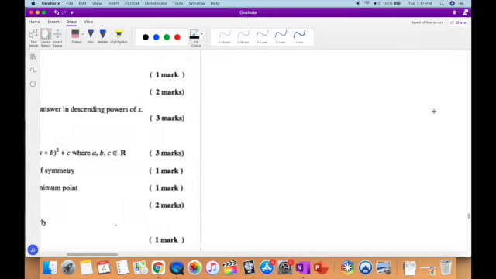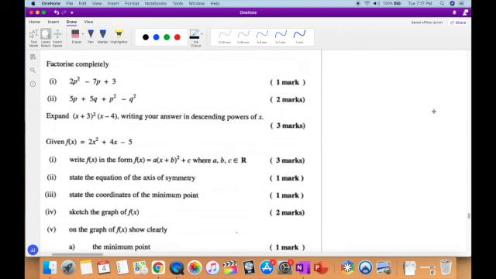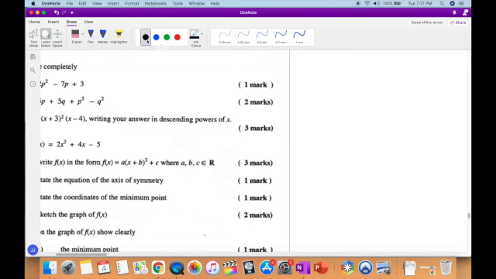All right. Factorize this next one, 2 marks. So this might be a little bit more work, right? 5p plus 5q plus p squared minus q squared.